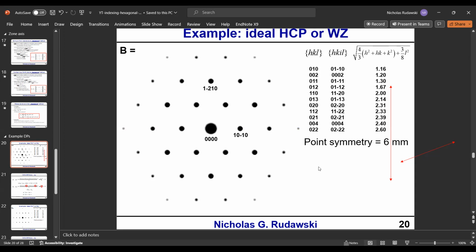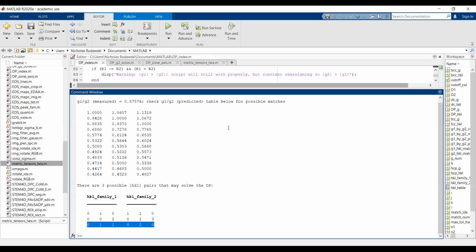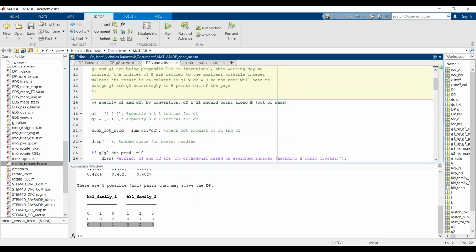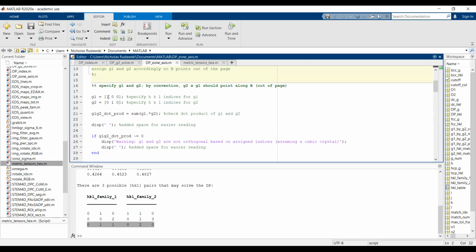Okay, so I'm going to go to MATLAB just to do this quickly. And I have here DP zone axis. Okay, so my G, yep, 1, 0, and then I have 1, 2 bar 0.